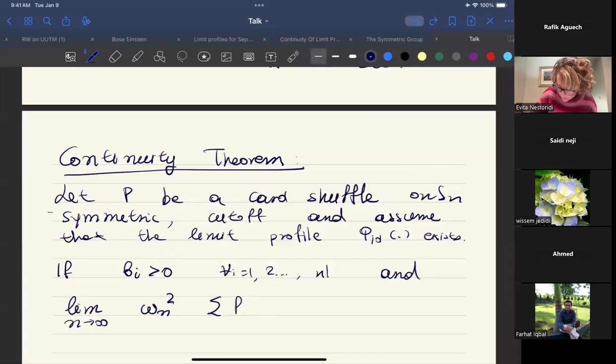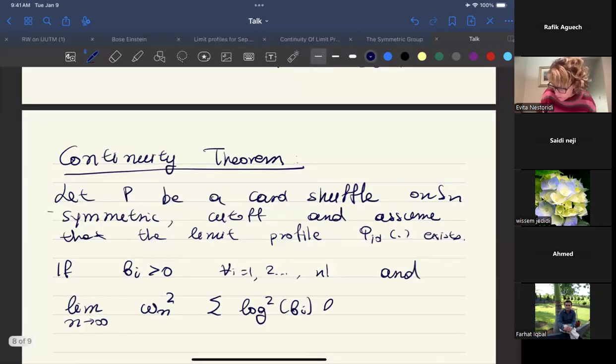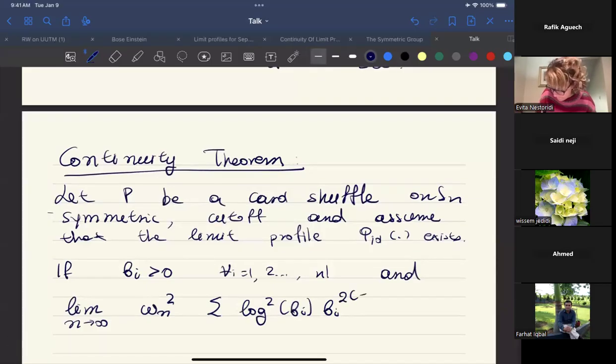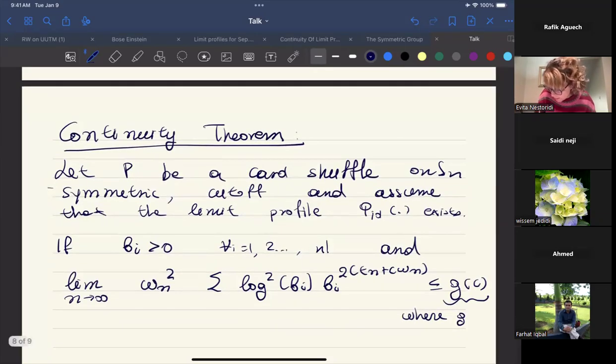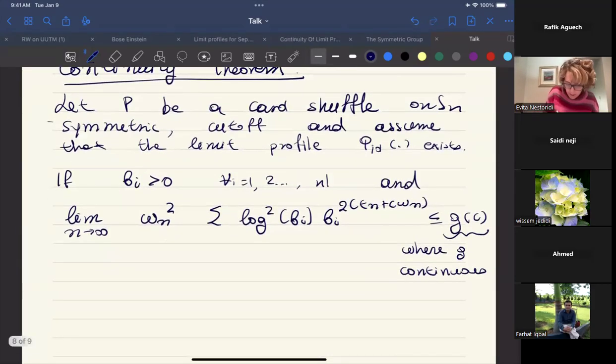In fact, let me get rid of the eigenvectors. I want to give you the simplest version of this theorem, which works for random walks on the symmetric group. If this is bounded, say by a continuous function on G, if you can find a continuous function or a bounded function to bound this quantity, then the limit profile phi is continuous.